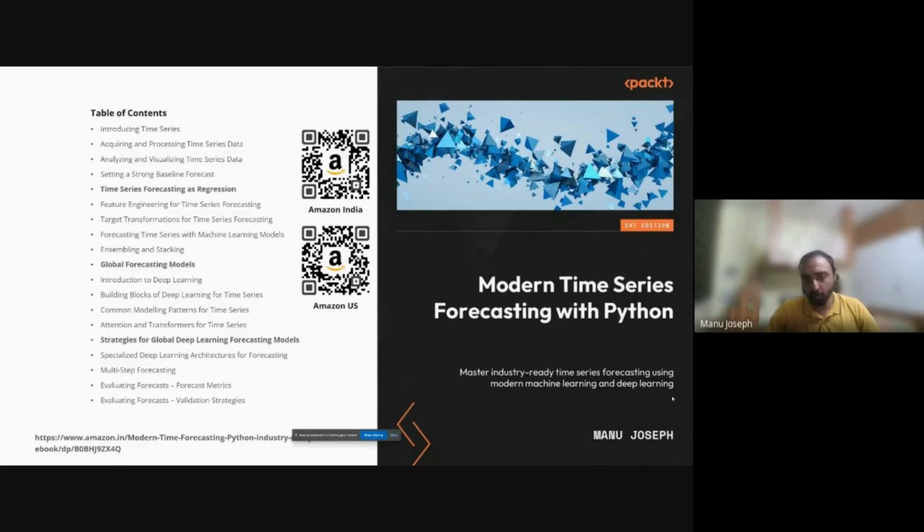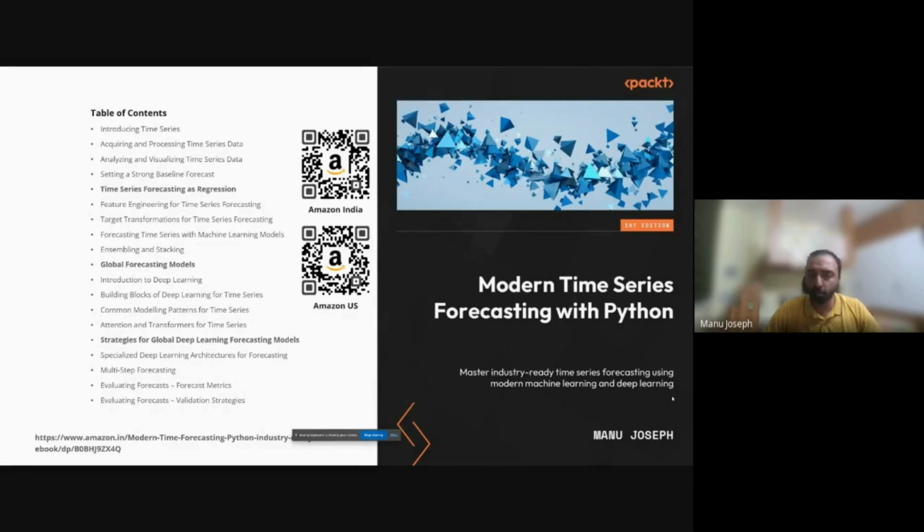And to close off the book, we look into how we do multi-step forecasting, which is the moment you move away from the classical setup. Multi-step forecasting is an exercise. You'll have to think about it. It won't come for free.